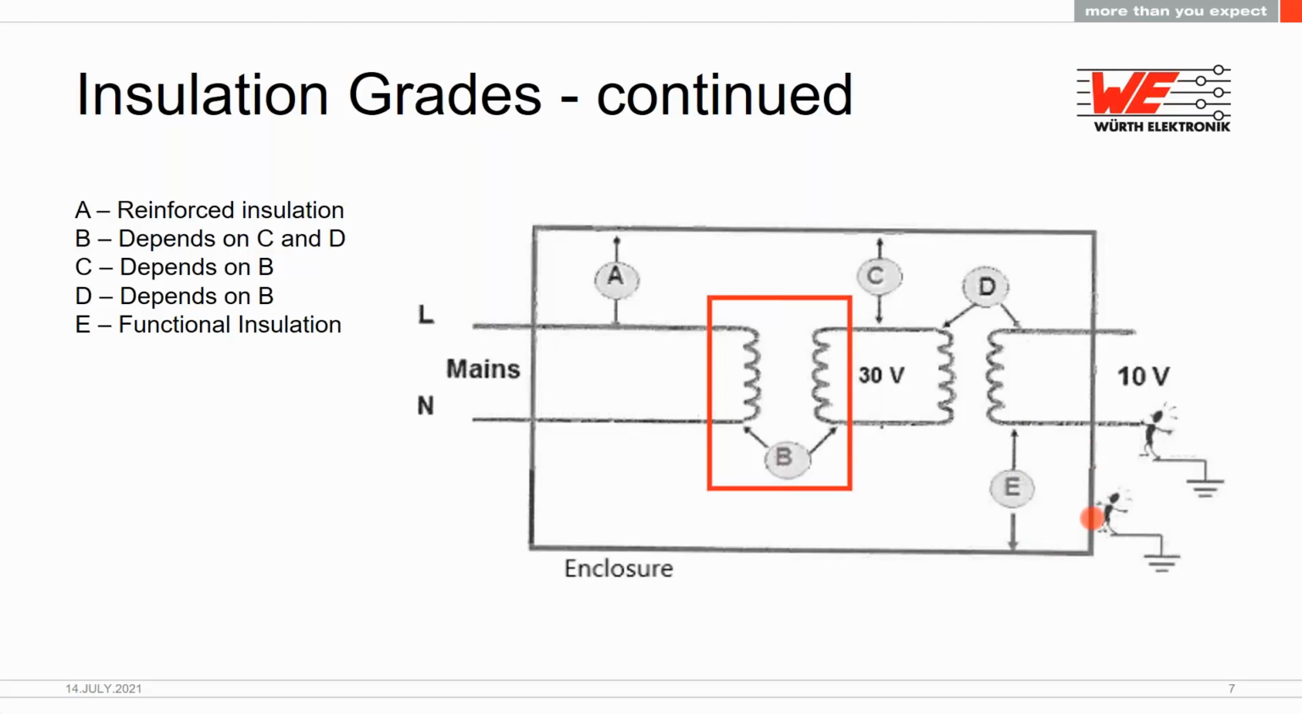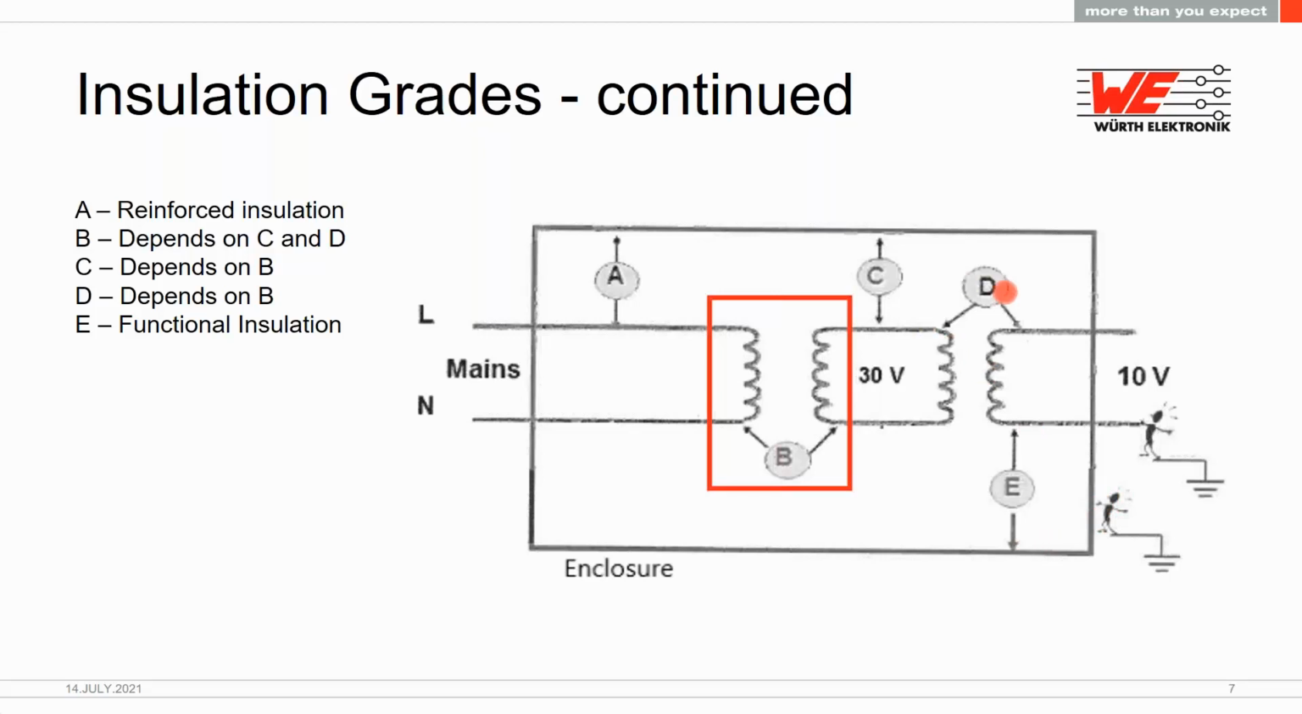But now let's go back and let's change that example. Let's suppose you ask for supplementary insulation at letter B. Letter C now becomes basic insulation only in order to provide supplementary plus basic for a total of double insulation to the outside enclosure to protect this end user.